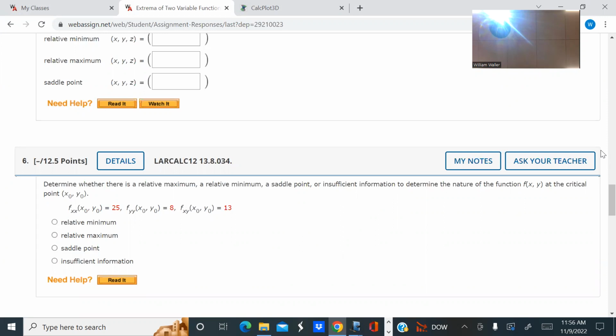But they give you the information. You have the second partial with respect to x evaluated at that point, you have the second partial with respect to y evaluated at that point, and the mixed partial, also evaluated at this point. So with those you get that value D.